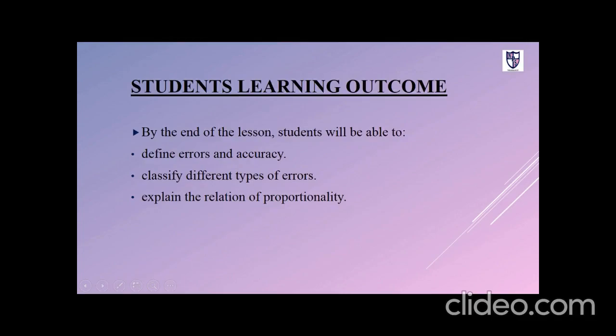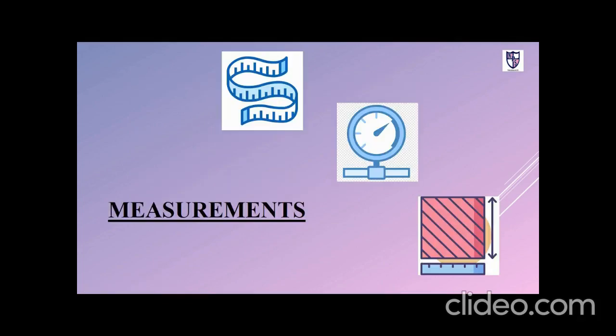Now, have a look at students' learning outcome for today's lesson before starting our new topic. By the end of the lesson, students will be able to define errors and accuracy, classify different types of errors, and learn about relation of proportionality. Measurements.